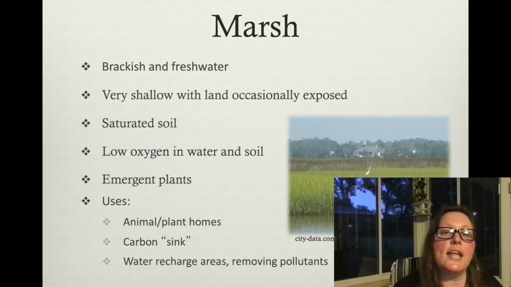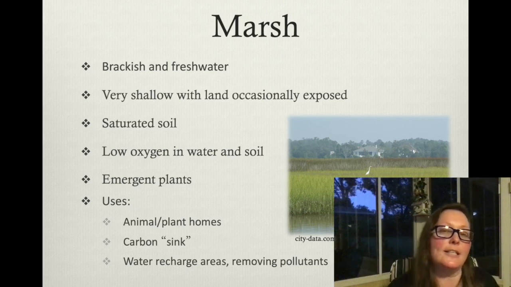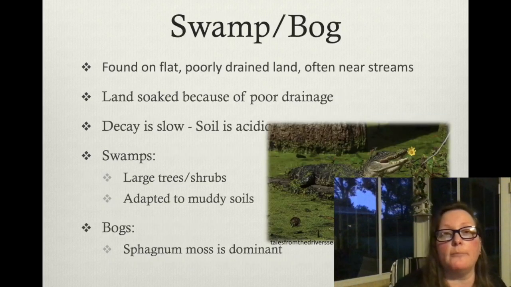Marshes, brackish and freshwater. Brackish means it has some salt. Freshwater, we've already talked about freshwater. The big thing here is that it is a carbon sink. Marshes pull in so much carbon dioxide and it kind of eats it up, and then it's giving us the oxygen. These help regulate our air, so they're very important.